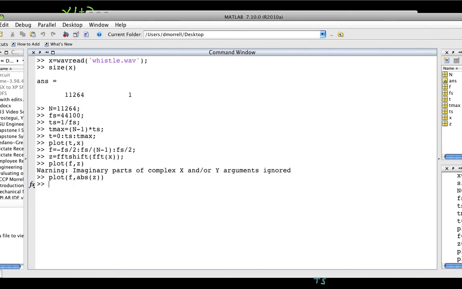Now, one last comment. We're pretty much done. If you would like to be adventurous, try computing z without the fftshift and see what you get. It's a consequence of the fact that the DFT assumes that signals are periodic. So hopefully that's a topic for another video.